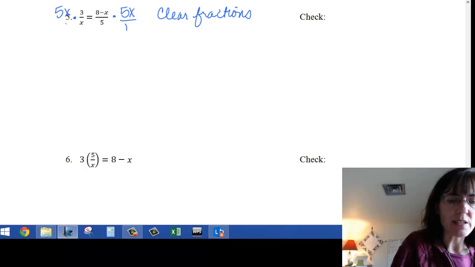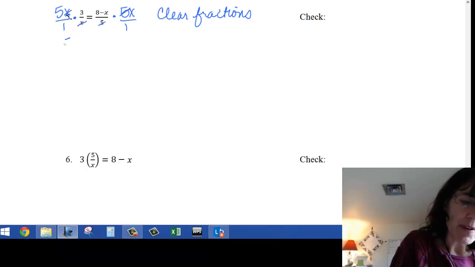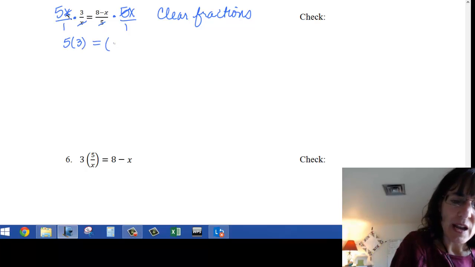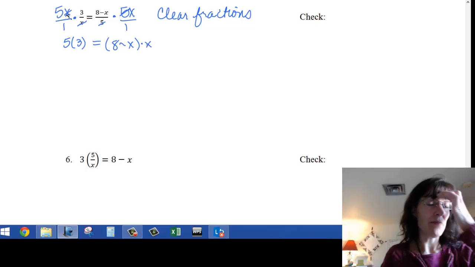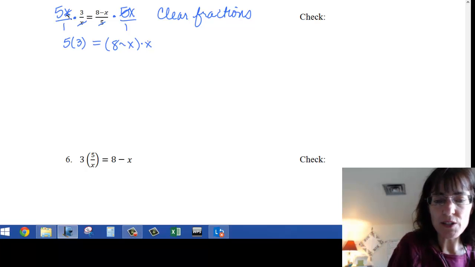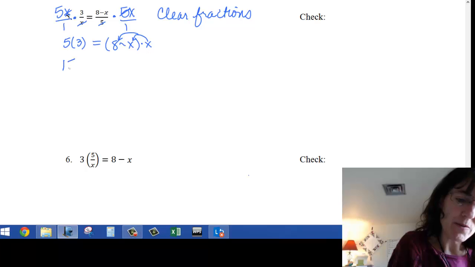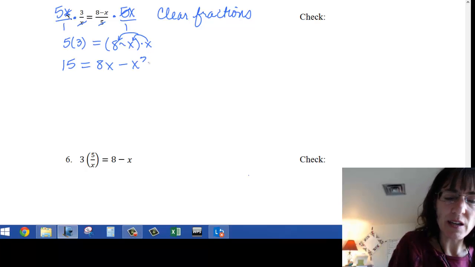on both sides. And the 5's reduce on the right, the x's reduce on the left, and I have 5 times 3 left on the left, and 8 minus x, which is that numerator, times x. So I can just distribute this x here and then multiply. So I have 15 equals 8x minus x squared.